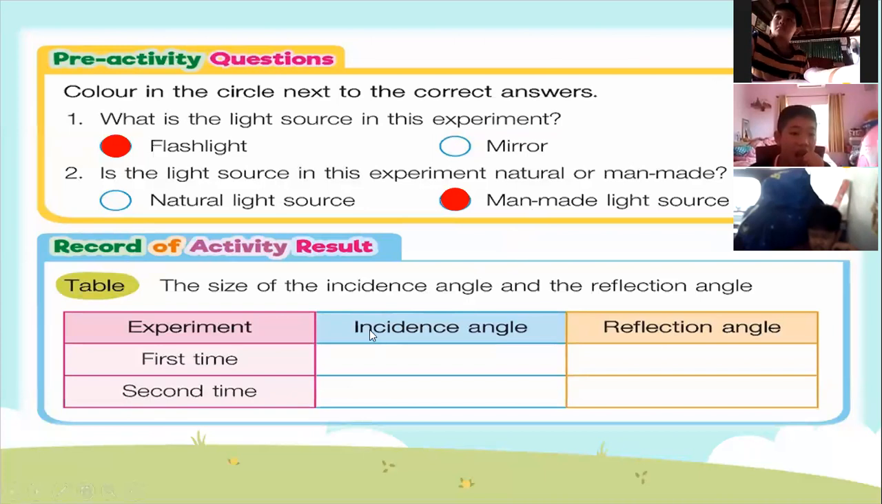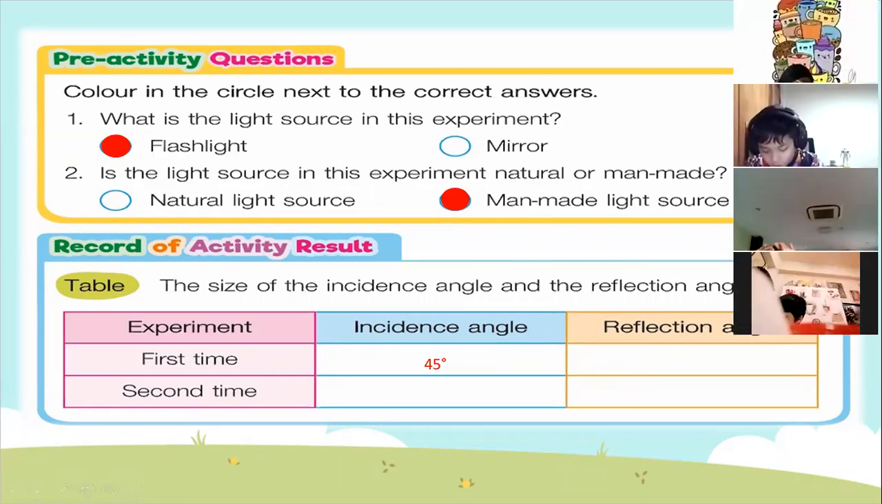Okay, now we already did the experiment with 2 different points: the size of the incident angle and the reflection angle. The first time, the incidence angle, from the flashlight, when the light was released, was 45 degrees. So what will be the reflection angle? Can anyone answer? The first time we put the flashlight, the incident angle was 45 degrees.